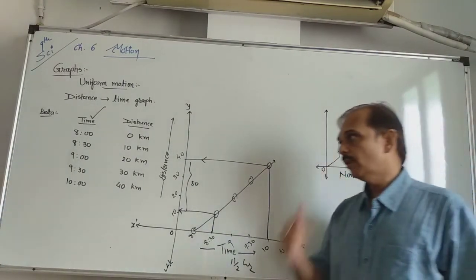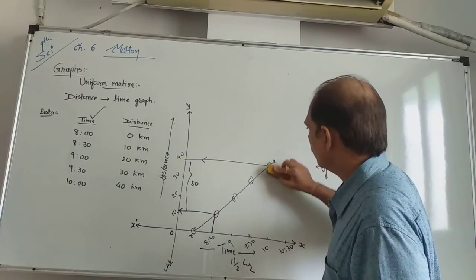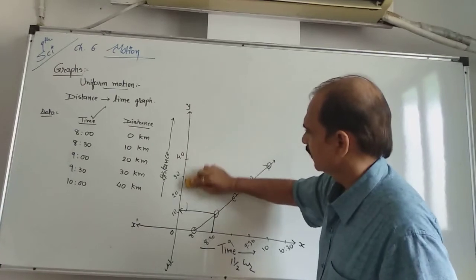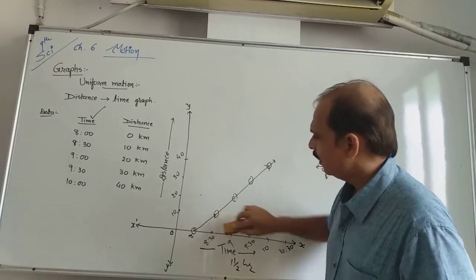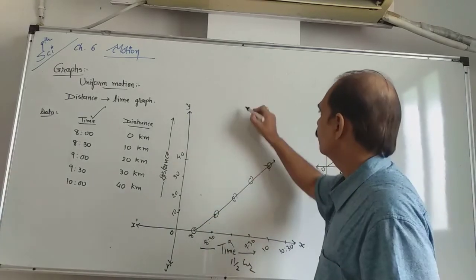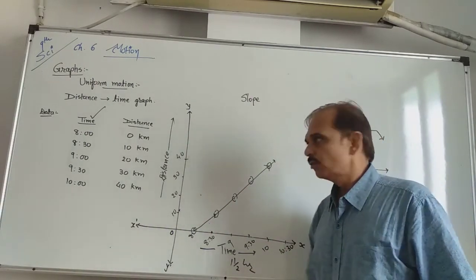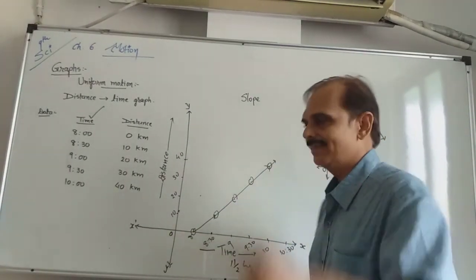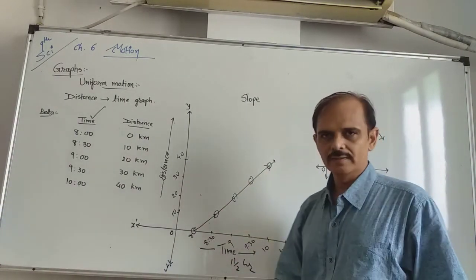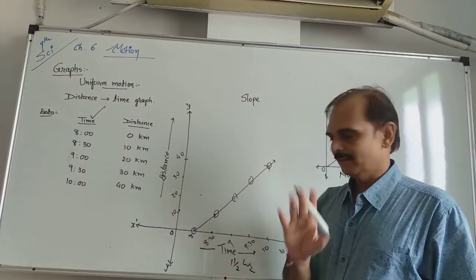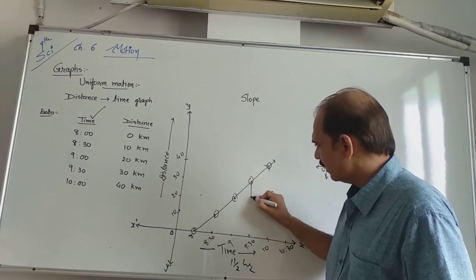And the most important use of distance versus time graph is what? You can find the speed of the object. How can you find the speed of the object? To find the speed of the object, you need to find what? The slope of the graph. What do you mean by slope of the graph? Slope means not this. See, select any 2 points. This is the physics. Remember this thing. Select any 2 points. Suppose I select these and draw a right angle triangle.